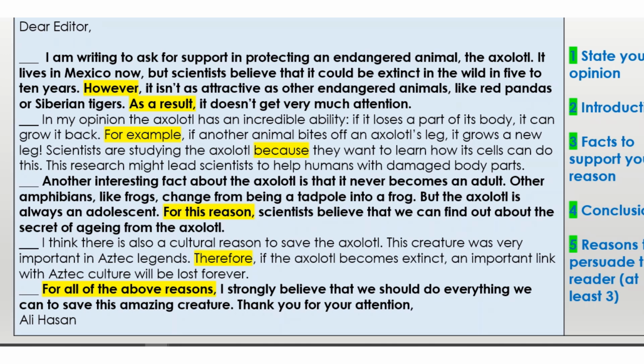What do we call this? We call this the introduction. So we need to put subtitle here, introduction, here in the first place.